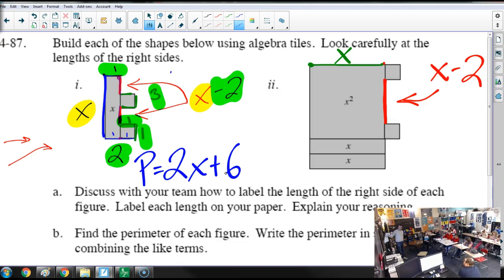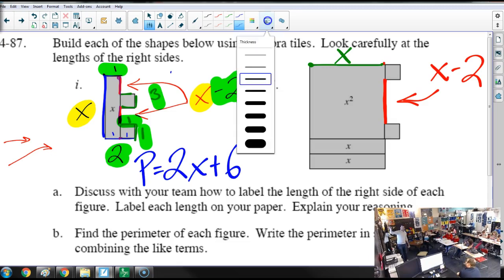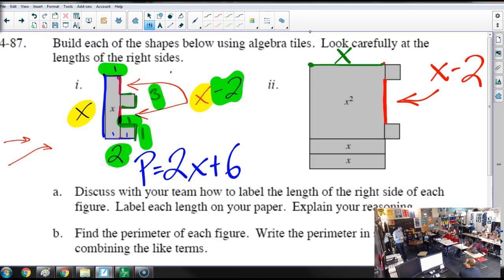Over here, well, we have a lot more to label. Back to rapid fire. Is Kieran here today? Yeah, Kieran. How long is this whole edge? Or we can break it up. We're going to break it up. How long is this part? x. How long is down here? Careful. Yeah, there's 2 down here, so it's really like x plus 2.